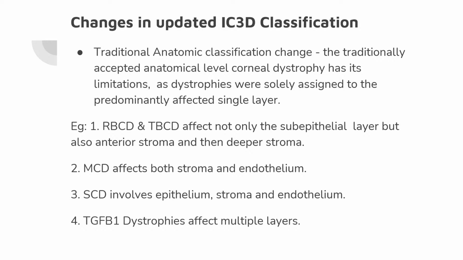Macular corneal dystrophy affects both stroma and endothelium. Schnyder's corneal dystrophy involves epithelium, stroma, and endothelium. The transforming growth factor beta-1 dystrophies affect multiple layers.